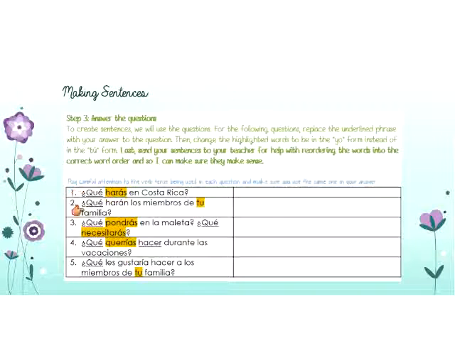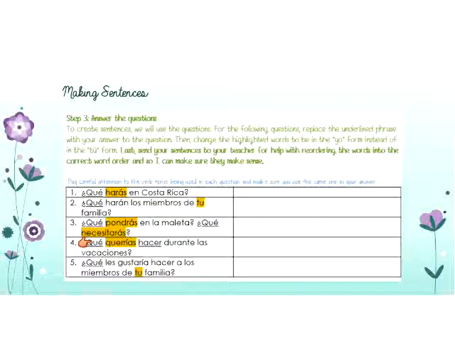Same thing with this question. What will your family members do? Maybe they're going to snorkel, so you'd use the verb bucear in the future tense and agree with all of that. What will you put in your suitcase, and what will you need? Instead of que, you would put those nouns that you would need or put in your suitcase.